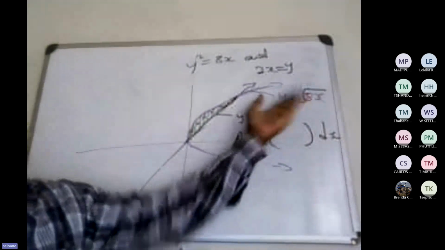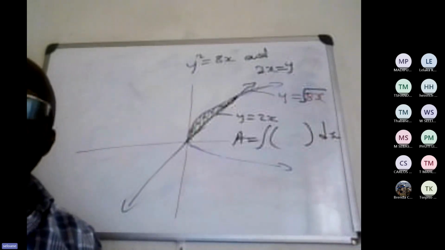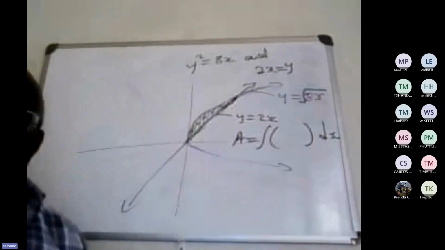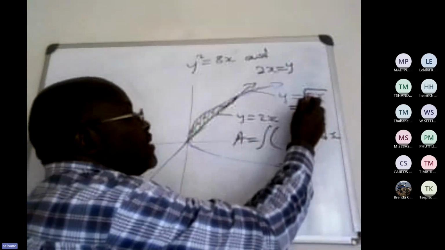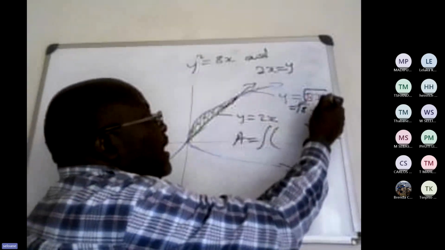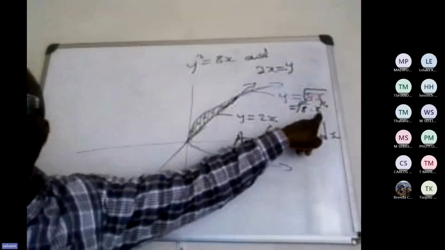Then you can just rewrite it nicely, for integration purposes, because at the end you are going to integrate. Therefore, it will be better to write this as the square root of 8 times the square root of x, which is x exponent half.